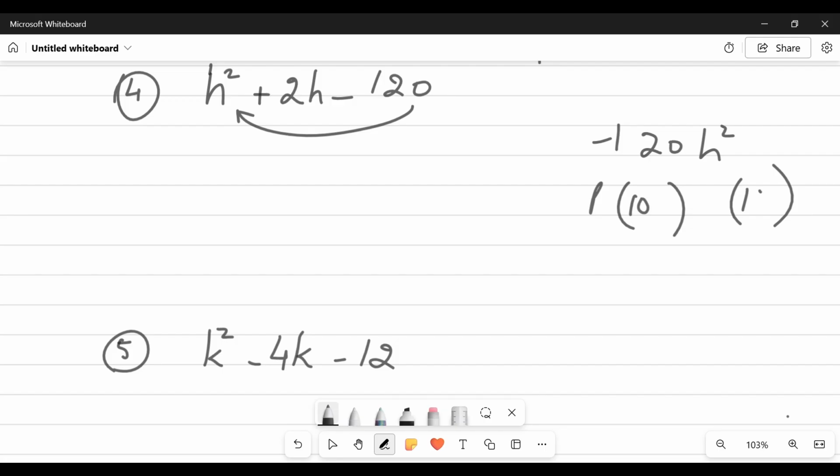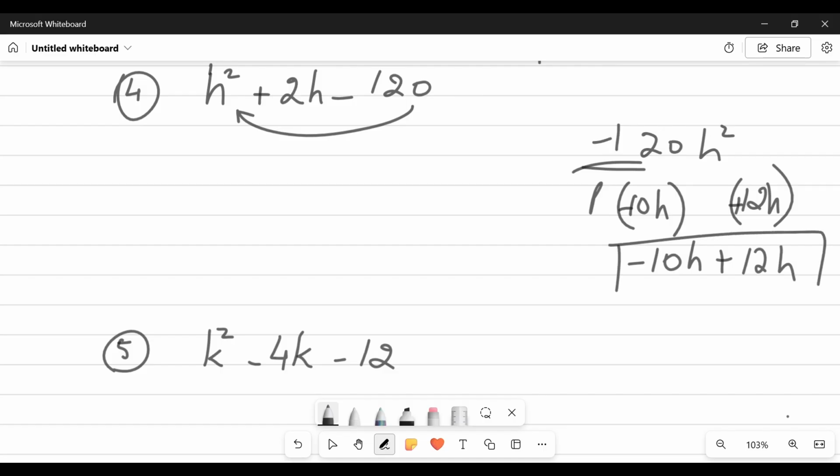10 12s are 120. Okay, so now we need to minus it, right? It's minus 120, we need to minus it, but here it's plus 2h. So which one is your biggest number? 12. So 12 will take plus sign and 10 will take minus sign, right? And distribution of variables, one h here and the another h will be there. Okay, so the difference that you people have found is minus 10h plus 12h. These are the factors that you need to write down instead of plus 2h in the question.